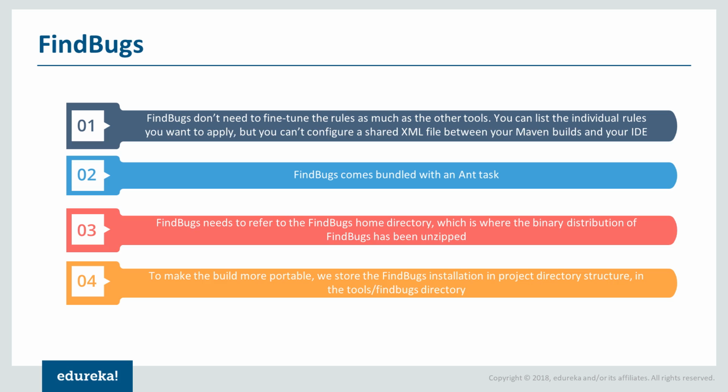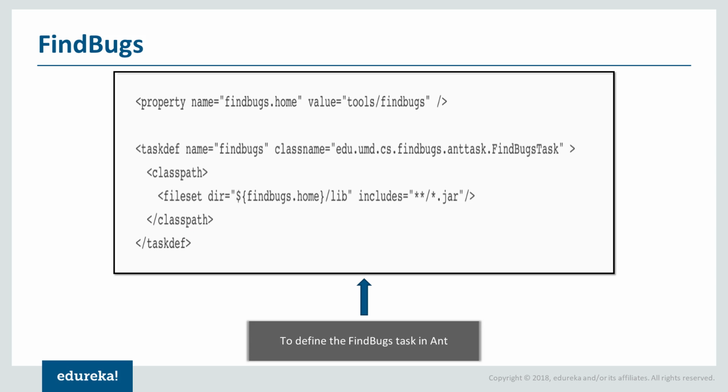Now FindBugs comes bundled with an Ant task. So if you're working with Ant, you don't even need to call the plugin. It is pre-built and pre-configured. FindBugs needs to refer to the FindBugs home directory, which is where the binary distribution of FindBugs has been unzipped. So if you have not done that, you need to make sure it is there. In order to make the build more portable, we store the FindBugs installation in the project directory structure, in the tools/findbugs directory under your root directory. In this screenshot, as you can see, the task definition has been called as the Ant task for FindBugs, and the target directory has been mentioned as tools/findbugs. Whatever reports are generated will be put inside that directory.